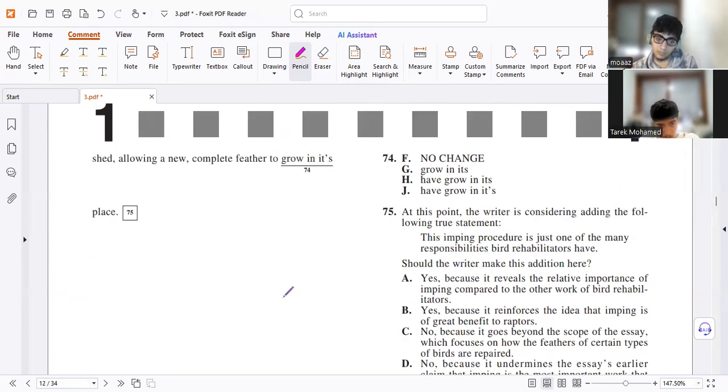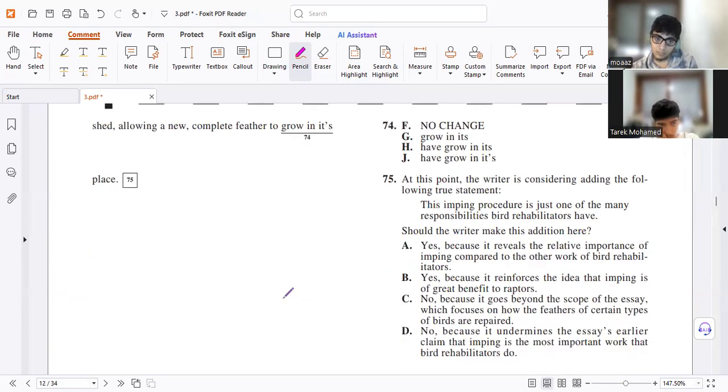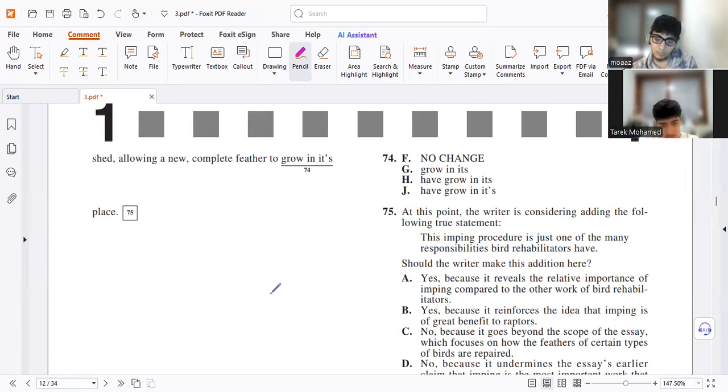7.4. It must be letter G. Letter G, here you are going to start a new sentence again. As I told you, apostrophe s means is or has. But how can I start a new sentence, and we have no punctuation to show that it's a new sentence? So no, F is wrong.